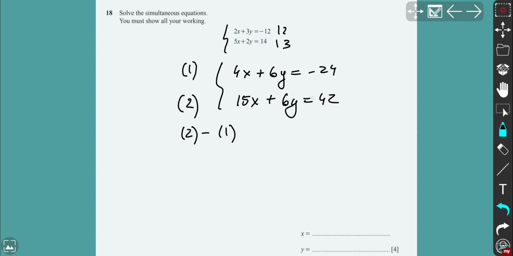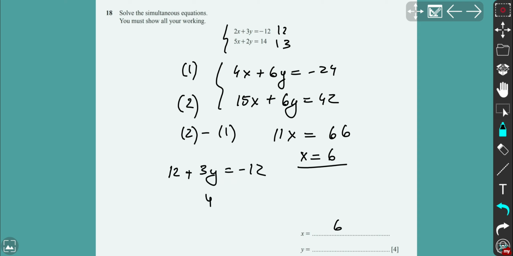So 2 minus 1, because I see the minus here, so it's better to use positive on the right side. So 15x minus 4x is going to be simply 11x, the 6y cancelled, and 42 minus 24 is going to be 66. Now, obviously x is 6, okay? Now, what about y? From anywhere you can express y. So just plug x equals 6 in the first equation, and you get 12 plus 3y is negative 12. So y is going to be negative 24 over 3, which is negative 8. So that's what I consider the final answer.